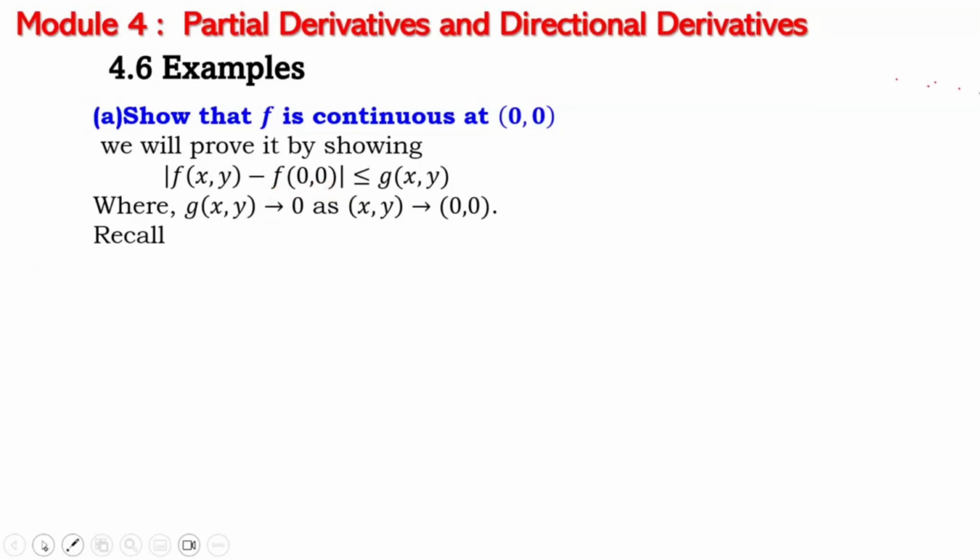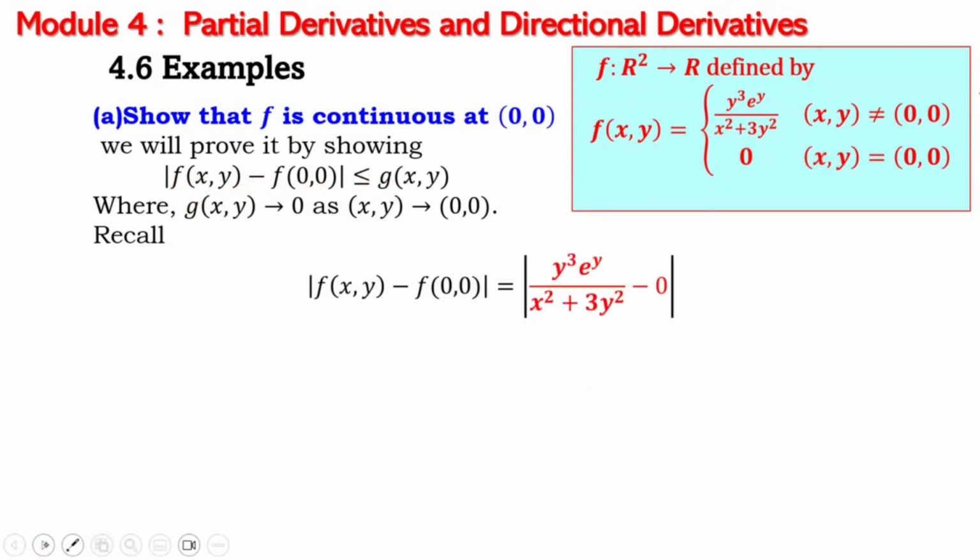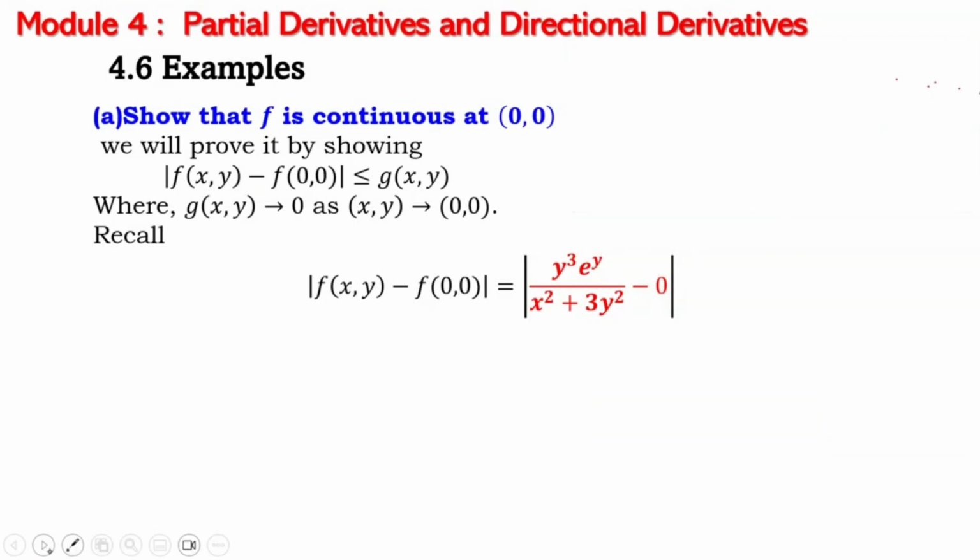Okay, so first we recall the function from the previous slide. The given function is this one, and we are going to apply this inequality. So this gives f(x,y) minus f(0,0). Here f(x,y) is this expression, and f(0,0) is 0. Now we are going to simplify it.